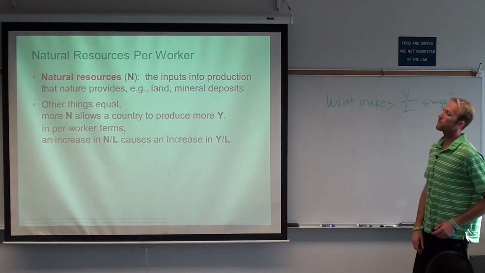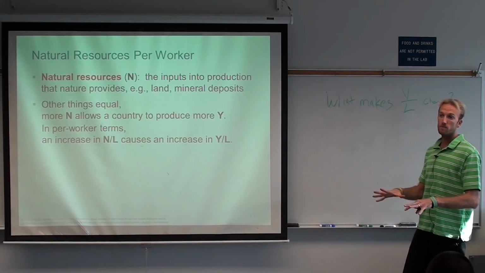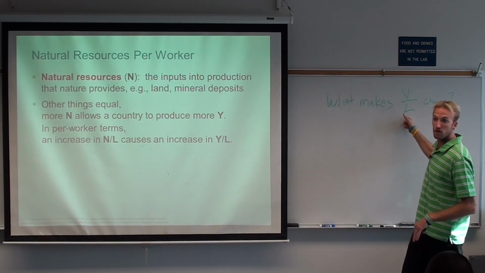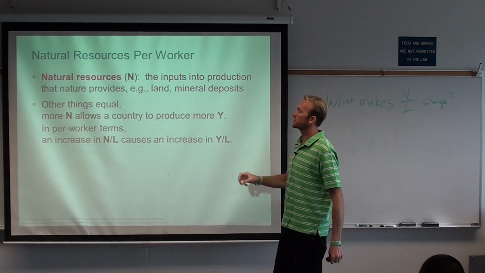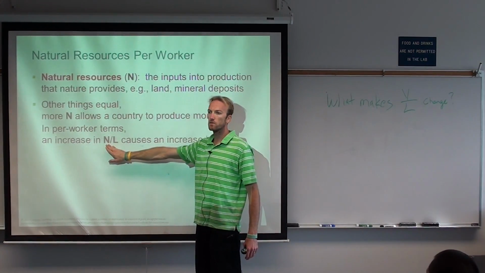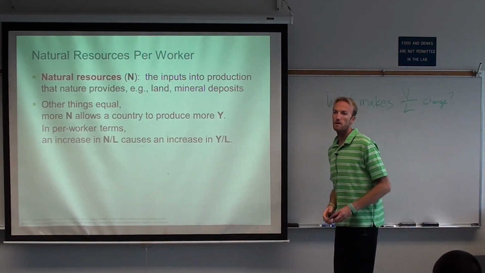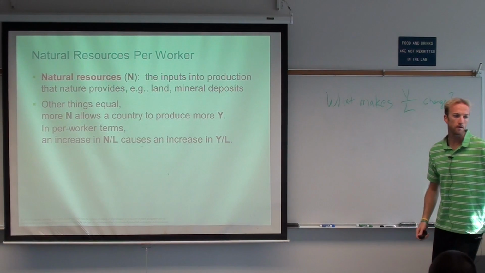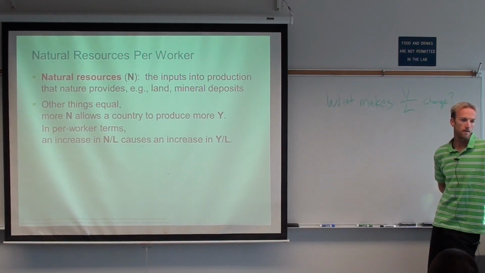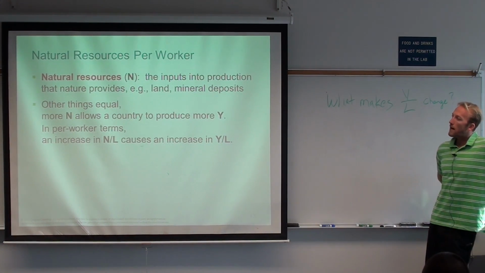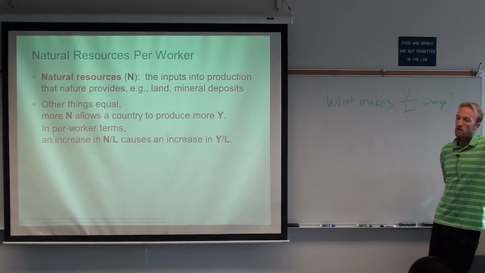And so, of course, we're going to put this in per worker terms because we're investigating the output per worker. So we're going to call this natural resource per worker. And then if that goes up, that will increase GDP per worker. Does that go up a lot? We don't really get more. No. So natural resources generally doesn't go up.